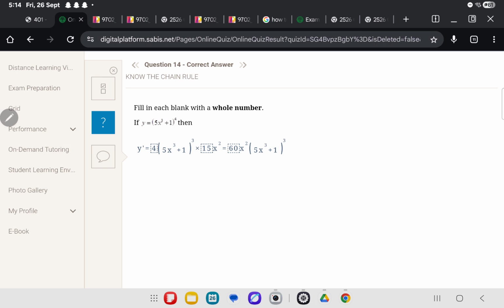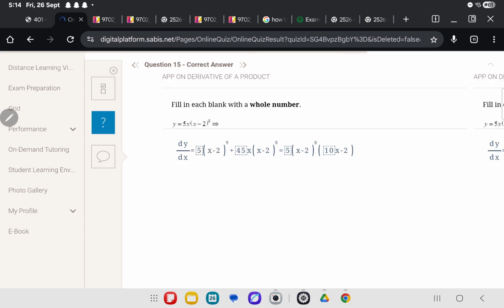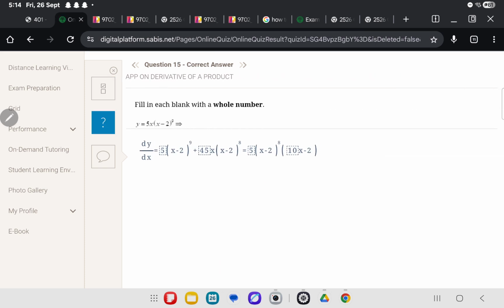Okay, moving on, question 15. This is actually a mixture of product rule and chain rule. So, y is equal to 5x into x minus 2 to the power of 9. Okay, now, how would we find this? The way to find this is not that hard. It just needs a little bit of focusing.